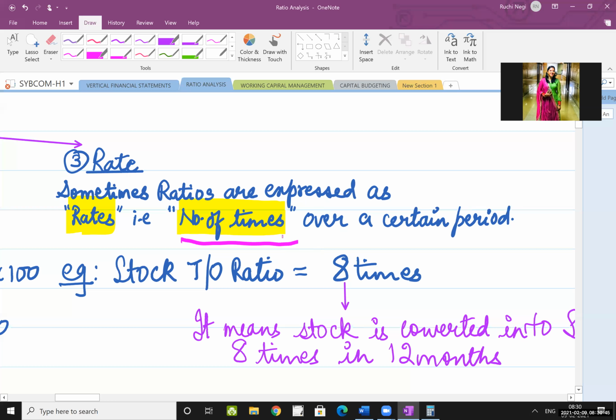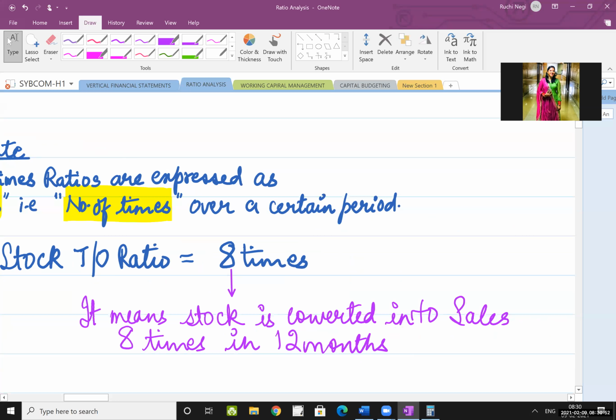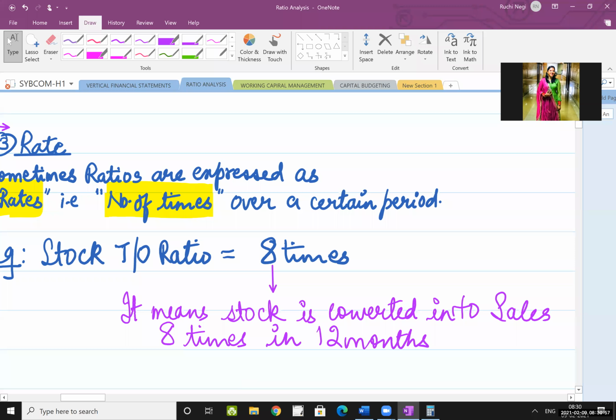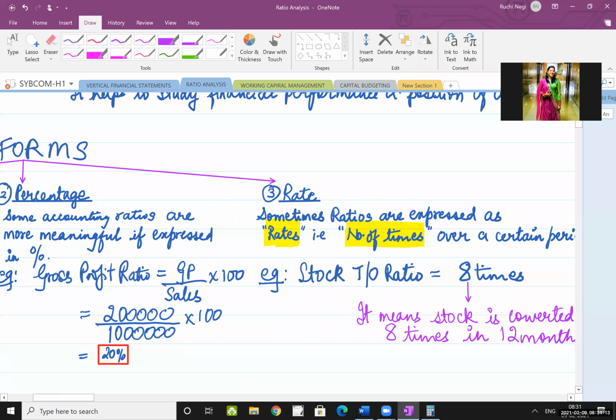So what is the meaning of 8 times? 8 times indicates that stock is converted into sales 8 times in 12 months. Understood? Meaning, in a year you sell 8 times. Your stock is sold 8 times in a year. Am I clear? Do you all understand the forms of ratios? Okay, pure ratio, percentage ratio, and rate.